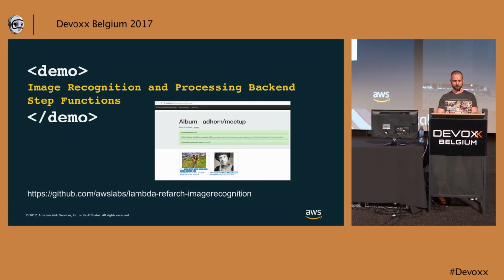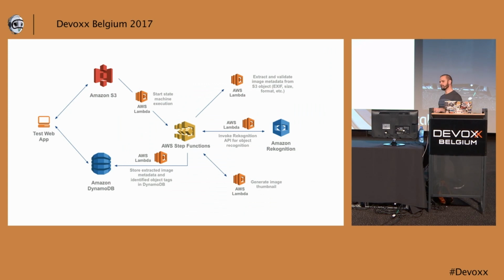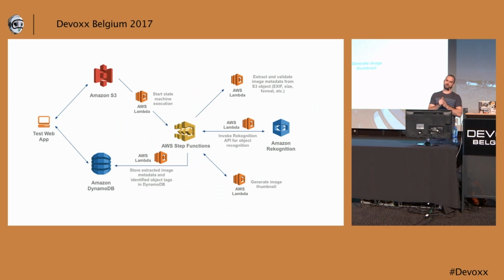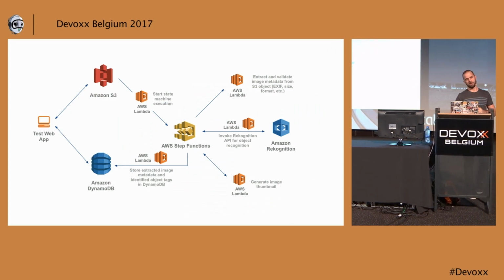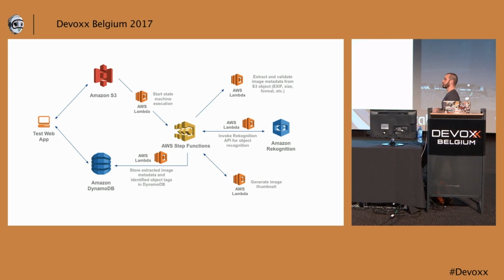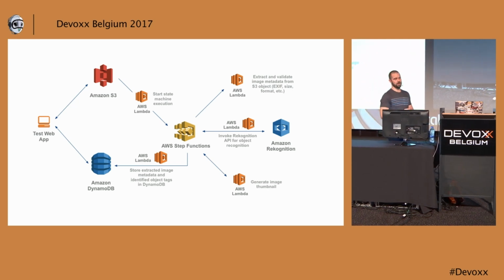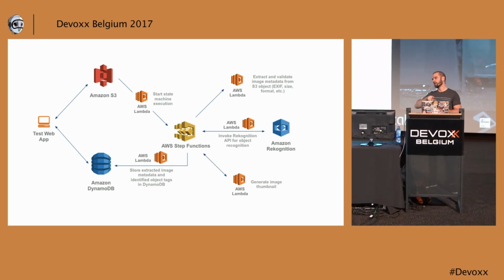Let's do a demo. I'll show you. It's a bit more complicated than the other, but it's still very simple. I'm creating a test app that is going to run on my laptop. It's a Node.js app. What it does is connect to S3 and DynamoDB. S3 is our storage, as you probably know, and DynamoDB is a NoSQL database that you can use to store information.